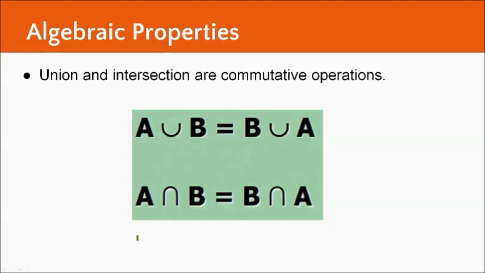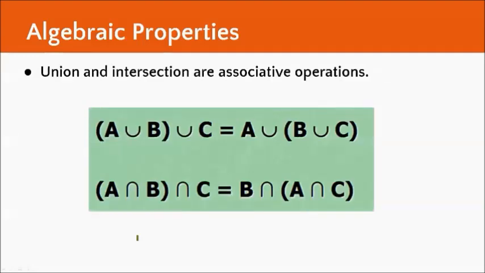So union and intersection are commutative operations. If A union B is equal to B union A, and A intersection B is equal to B intersection A. So these are associative operations. These are the symbols shown to you earlier, as we read from the previous slide. Okay, so these are associative operations.